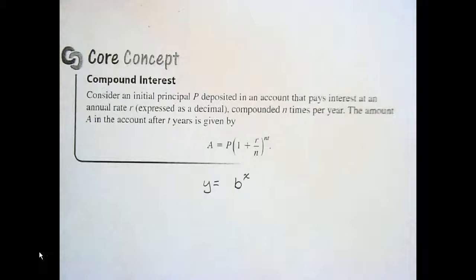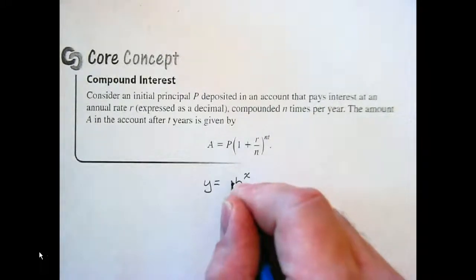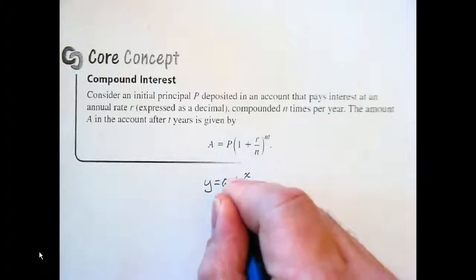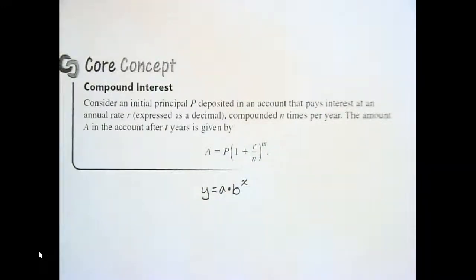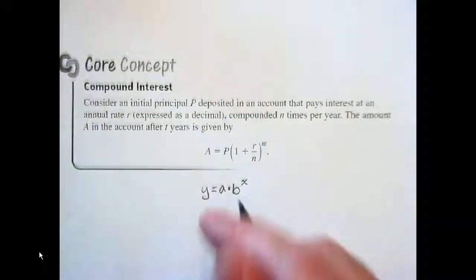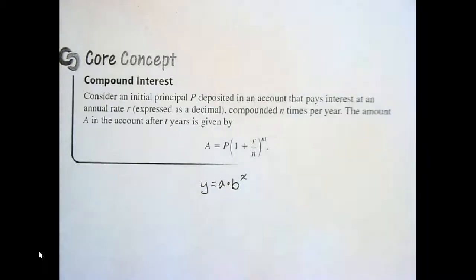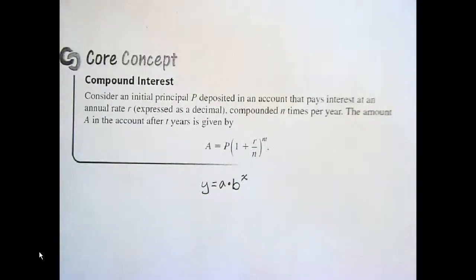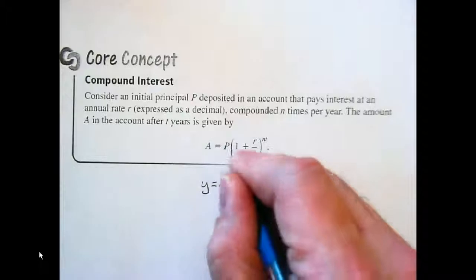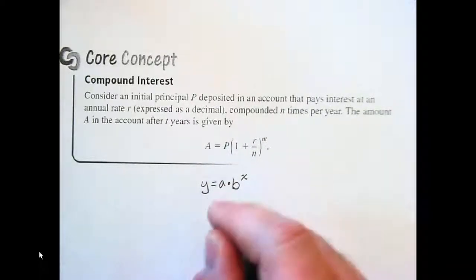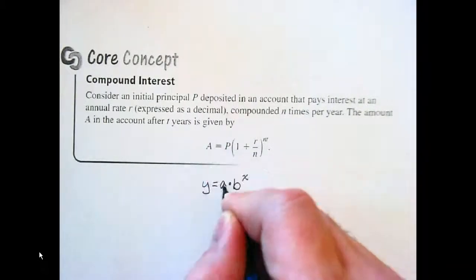Really, there's another letter out in front of this b. We call that a. We don't show it. So right now, a is always 1. A just happens to be our starting amount, or our initial value.